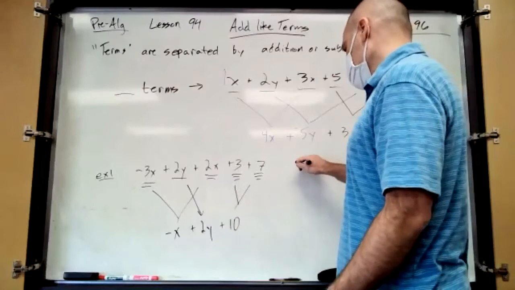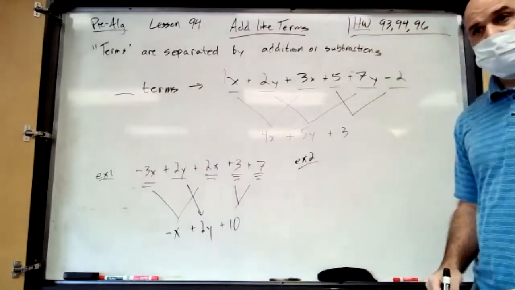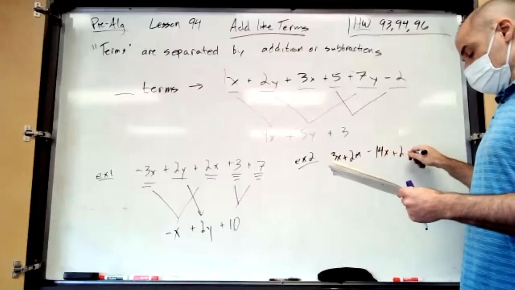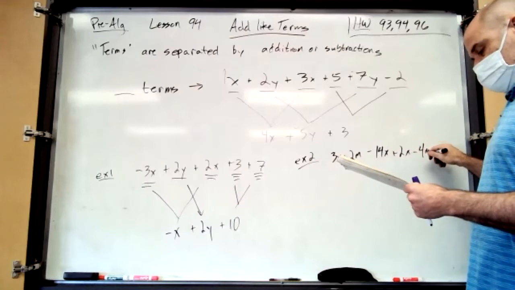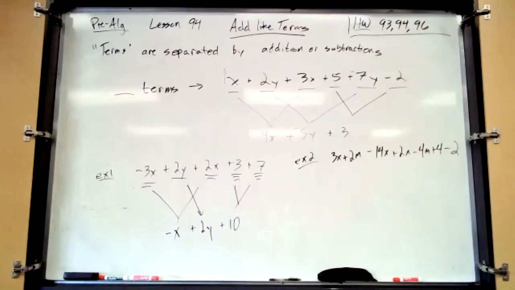Example 2. And this is one for a free problem set. 3x plus 2m minus 14x plus 2x minus 4m plus 4 minus 2.